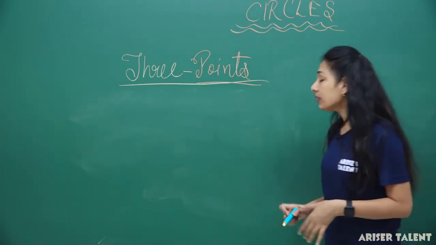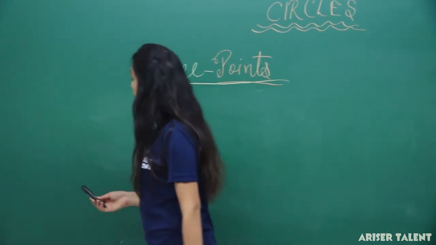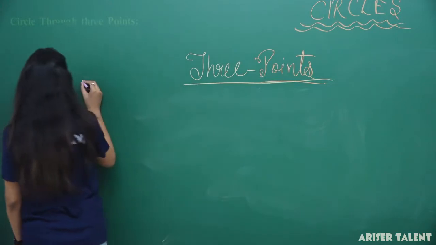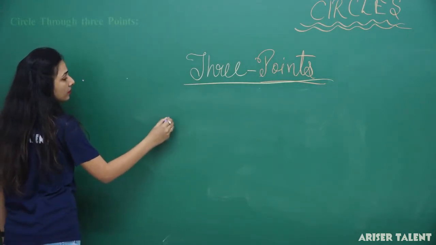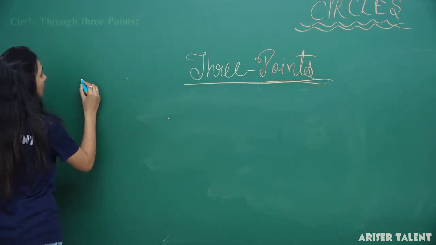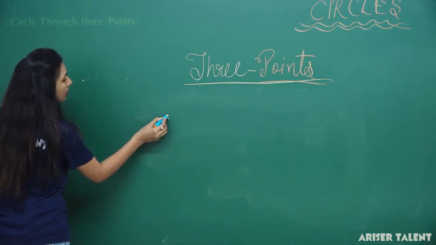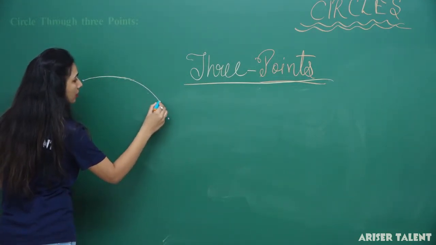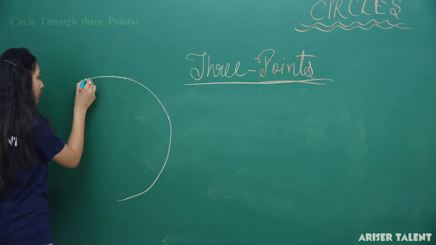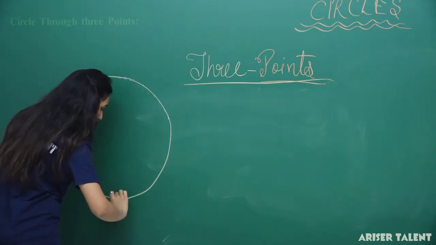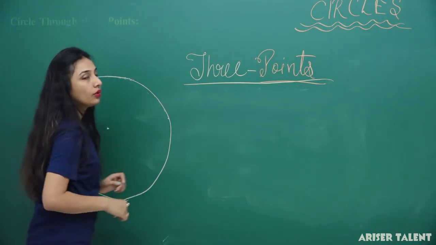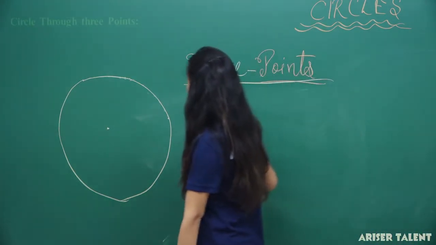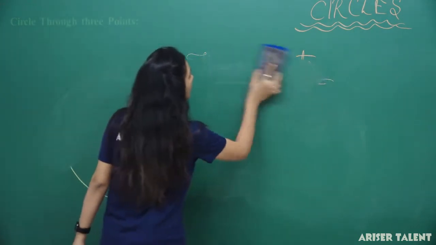So that's why our next topic is circle through 3 points. Okay, so here I am having these 3 points. So with these 3 points I can draw only and only one circle. Okay, note this. Now we have talked about it, let's have some practical work.